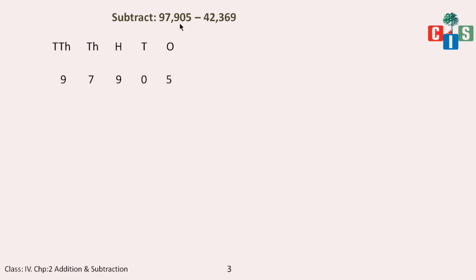The bigger number from where you have to subtract is known as minuend. Okay, and the smaller number which is to be subtracted from the bigger number is known as subtrahend. And the difference between the two, or the answer, you can say is known as the difference. Clear with it? Bigger number is minuend, smaller number is subtrahend, and the answer is difference.